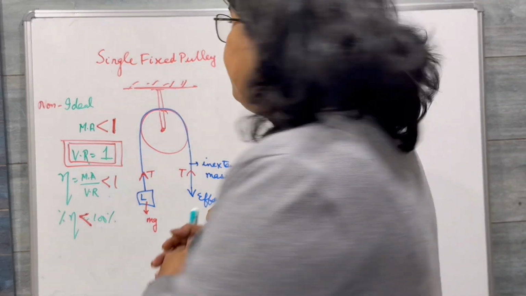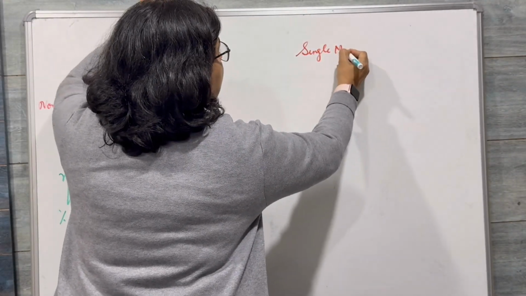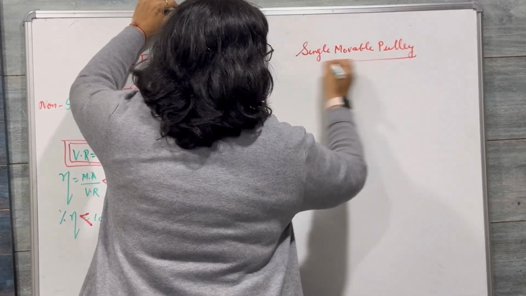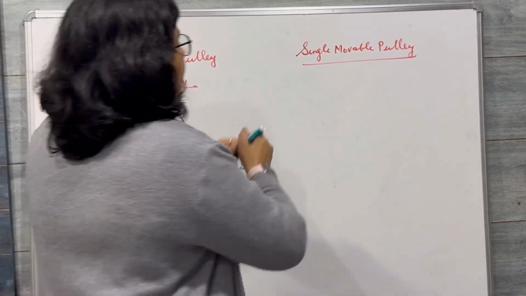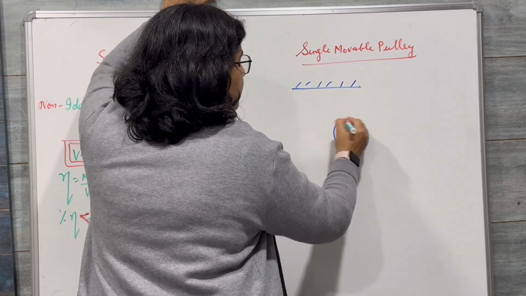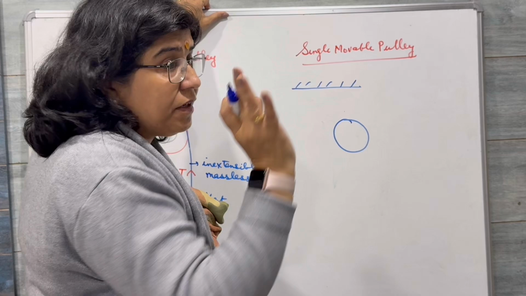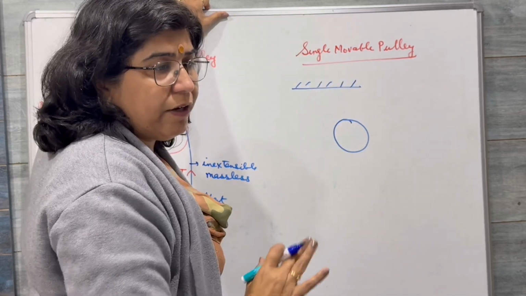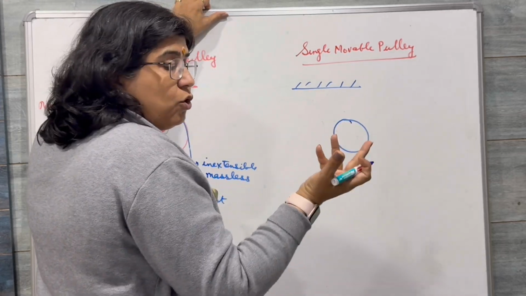The second kind of pulley which you have to study is the single movable pulley. Now what's a single movable pulley? You have a rigid support and you have a pulley, but it is not hanging from the rigid support. The ceiling is not bearing the weight of this pulley. So who's bearing it? It will fall down because it's nowhere fixed.